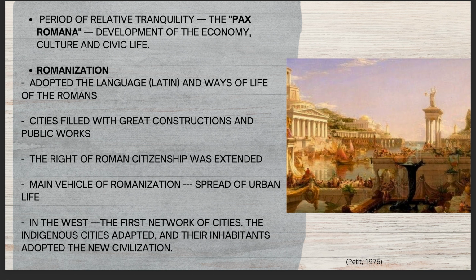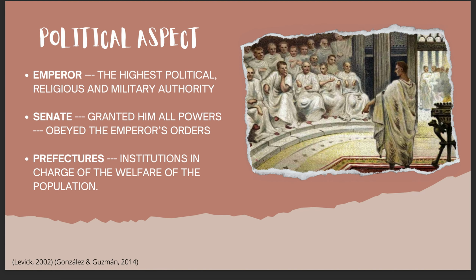Talking about the political aspect, the emperor, as I've already said, was the highest political, religious, and military authority. Then there was the Senate, which granted the emperor all the powers but obeyed the emperor's orders. And then there were the prefectures, which were institutions in charge of the welfare of the population.